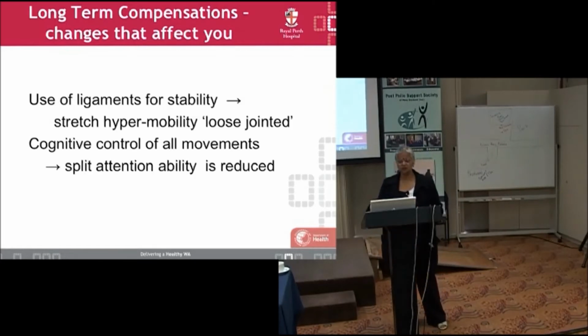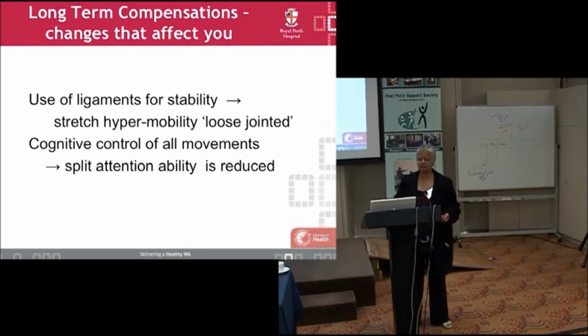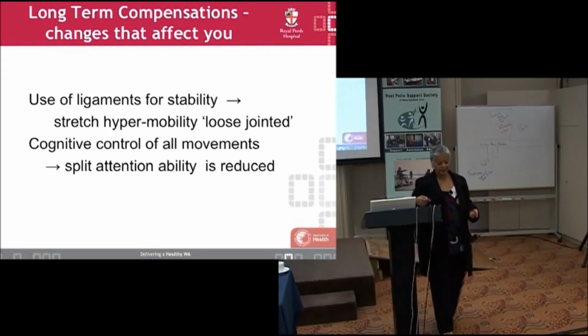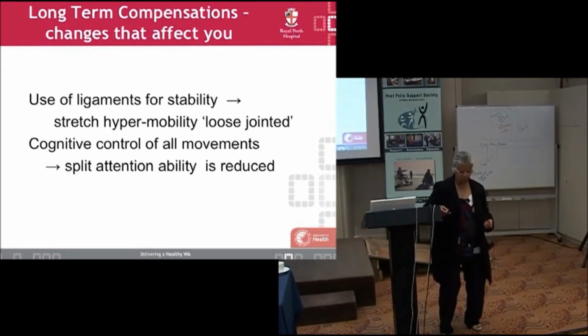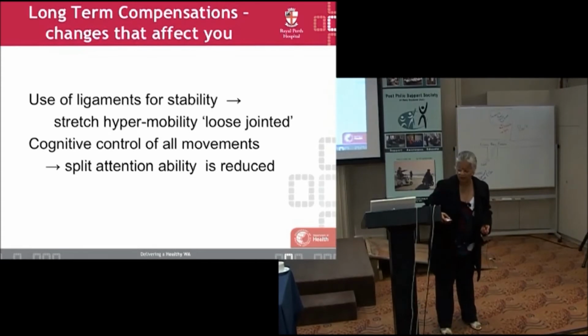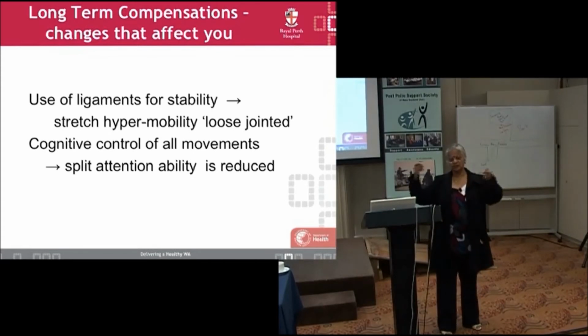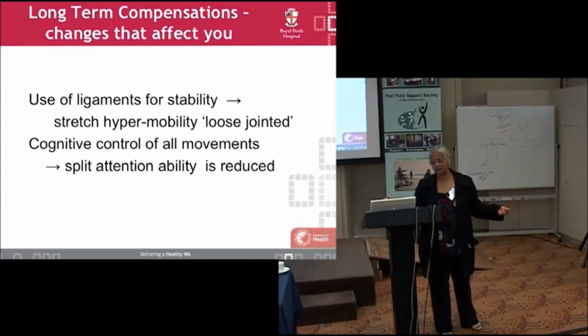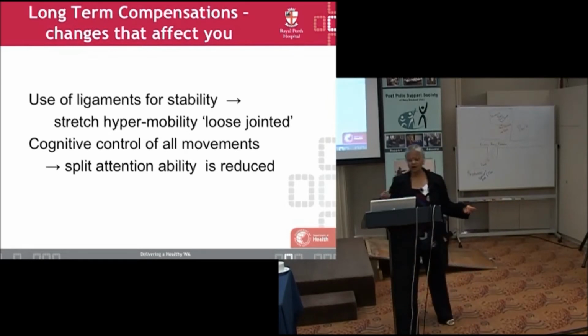I've already said that, yes? So then the other is use of ligaments for stability. That's the other problem with late effects. So the more you hyperextend, the more you push your knee backwards to try and walk, the more you are stretching, the more loose-limbed you become. That compensation is causing a lot more stress in the rest of your body, if not that leg. Okay?